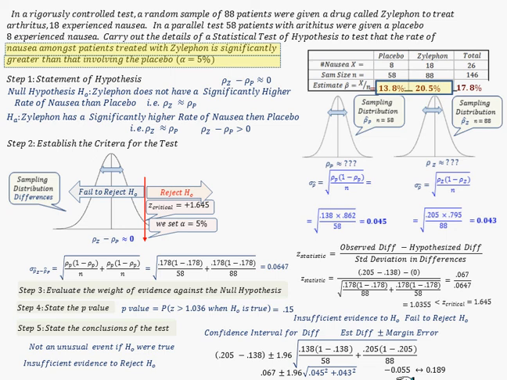negative 5.5% and 18.9%. And notice 0 is in this interval. Therefore, we can't reject a two-tailed null hypothesis of the two being equal.